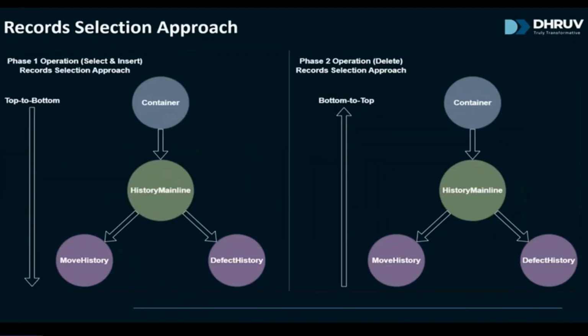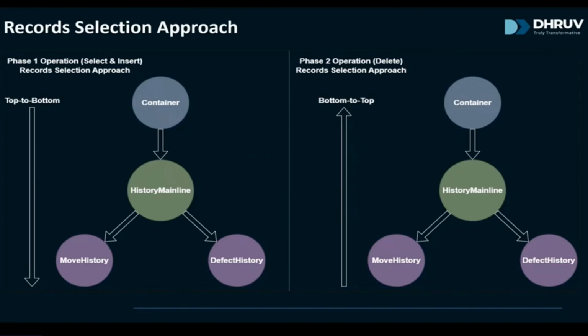Now let's understand how EmVault selects records during processing. In phase 1, which is select and insert, EmVault follows a top-to-bottom approach, meaning data is processed from parent tables to child tables. This ensures parent table records exist before inserting related child table records, maintaining referential integrity and data consistency. In phase 2, which is delete, the order is reversed.